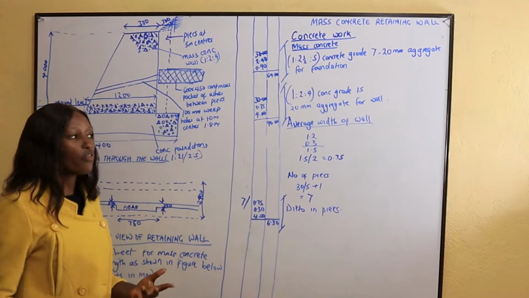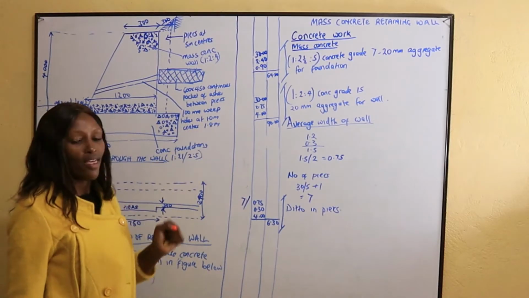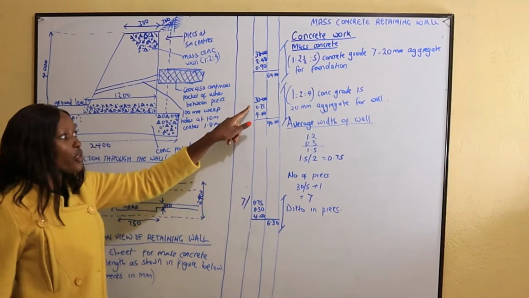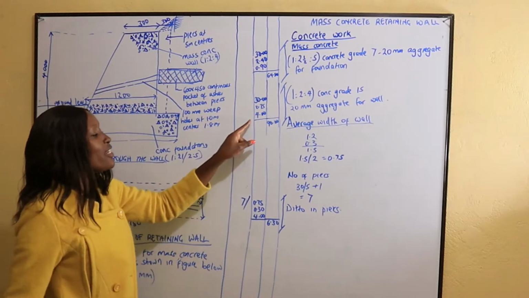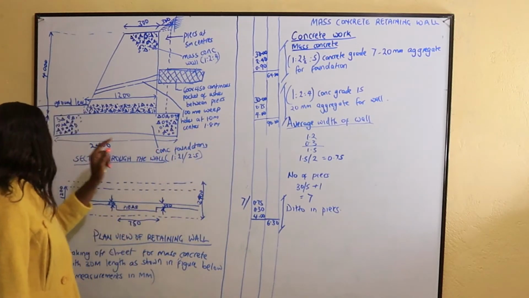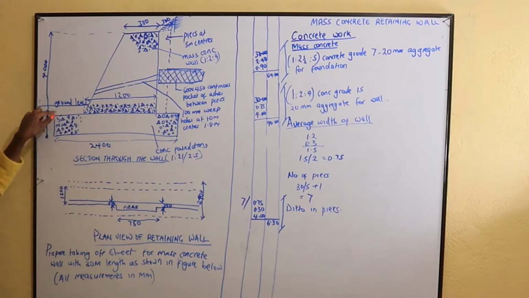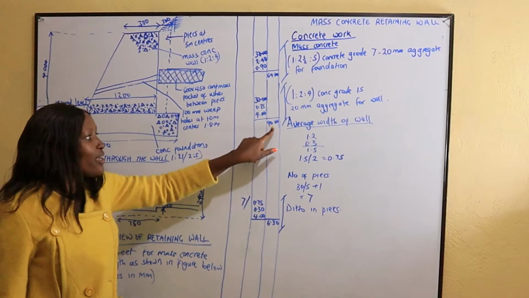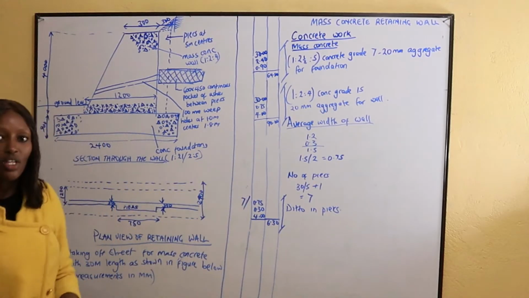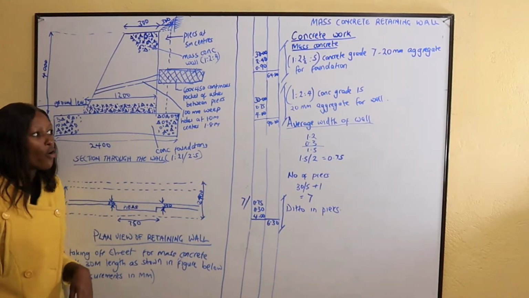So to get the concrete of the wall, we shall take 30 meters for the length, 0.75 for the width, because it's the average for the width. Then the height of the wall is 4 meters. From the concrete at the foundation to the top of the wall is 4 meters. So once you multiply, you get 90.